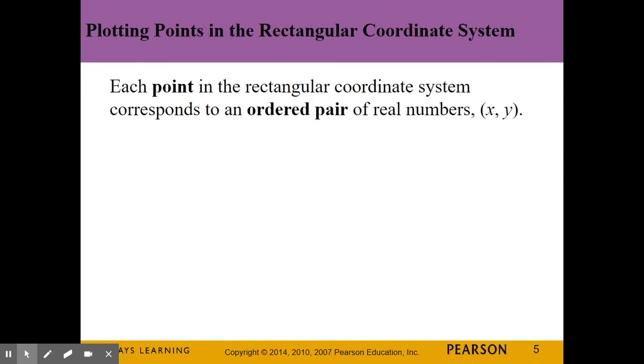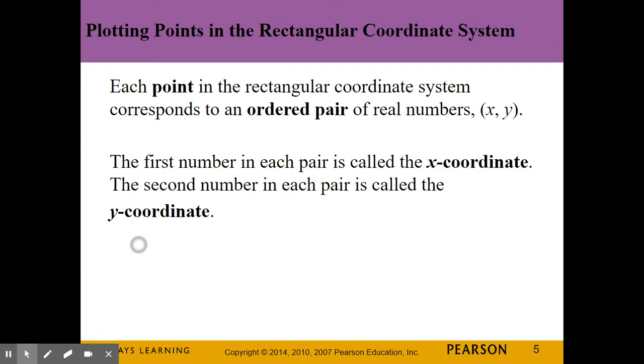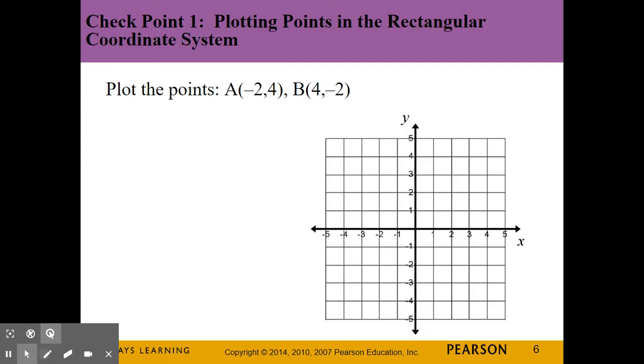All right. When you plot ordered pairs, the x comes first, the y comes second. And that would be a point on the graph. And again, the x comes first, the y comes second. Let's plot 2 points. A, negative 2, 4 would be left 2, and then up 4, so that would be right about there. B, which is 4, negative 2, would be right 4, and down 2. So that's where your B value would be.